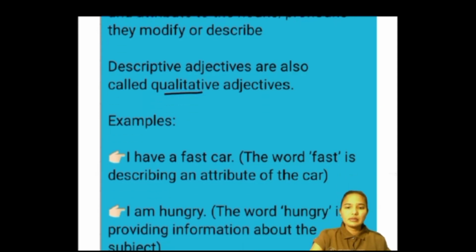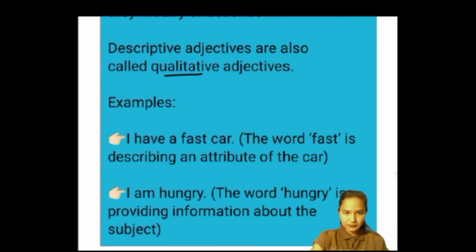Let us see examples. I have a fast car, meaning it is telling the specialty of the car, that it is fast. The word fast is describing an attribute of the car. Now, I'm hungry. Here also, the word hungry is describing the subject.